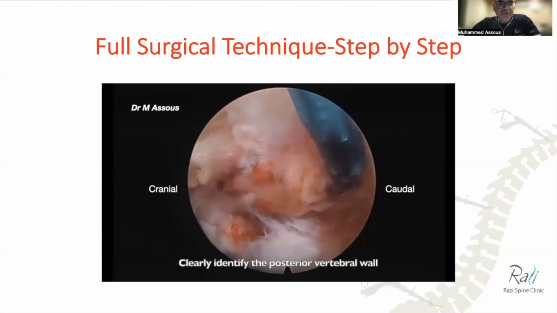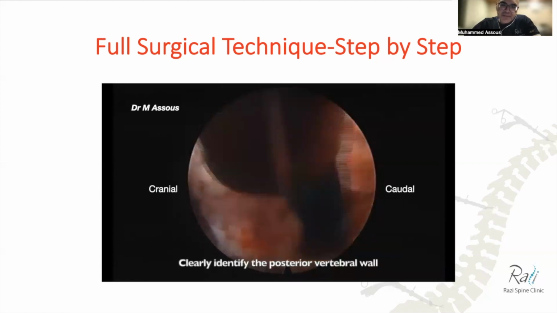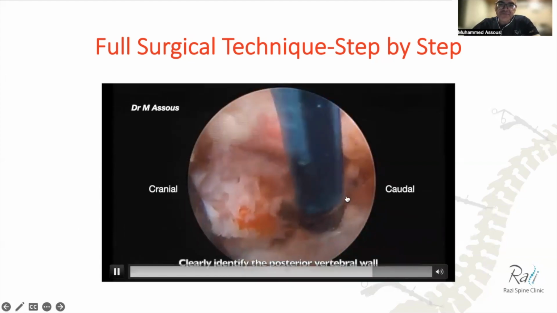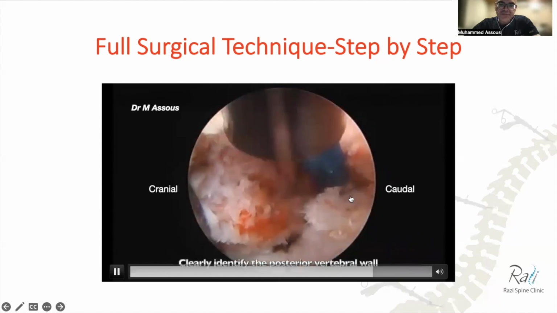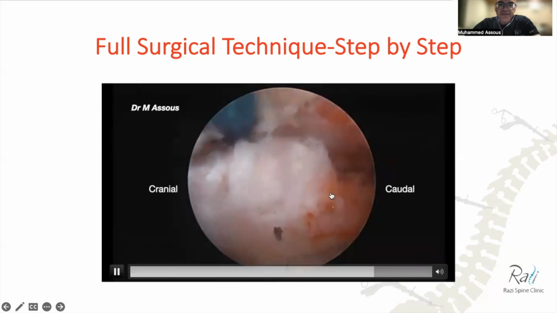Then use the radio frequency. Radio frequency is your friend. It allows you to shrink tissues, like this example here. I'm working around the posterior vertebral wall. I'm interested in this because I know this is my safety line. Remember, this is my safety line from here to here.